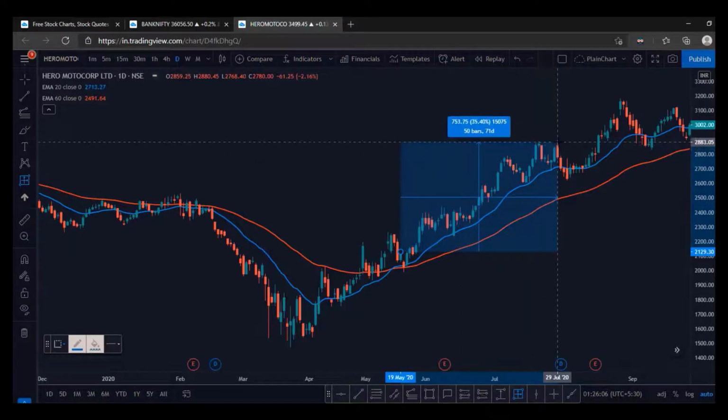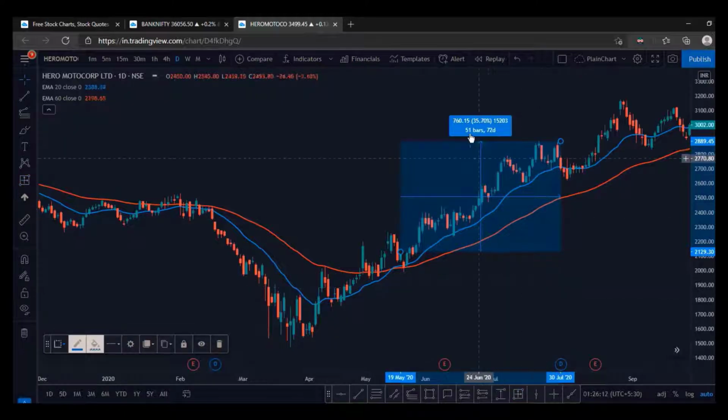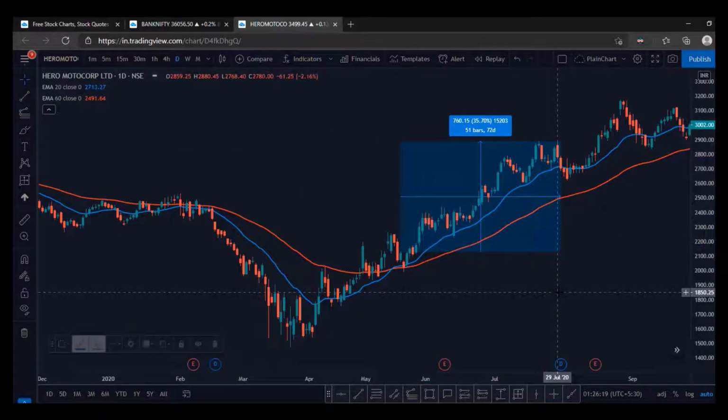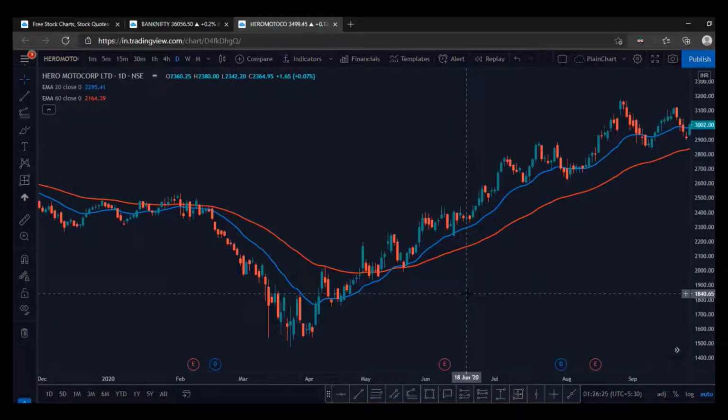Say for example, just take a minimum swing. Actually, let's see the minimum swing we will take. Okay, so 760 points, 35% within 72 days, less than a quarter, less than 90 days, right? Okay, once we enter the trade, let's see when we can book our profit.